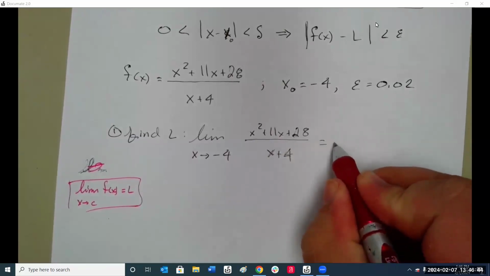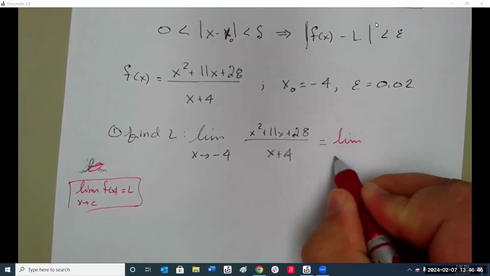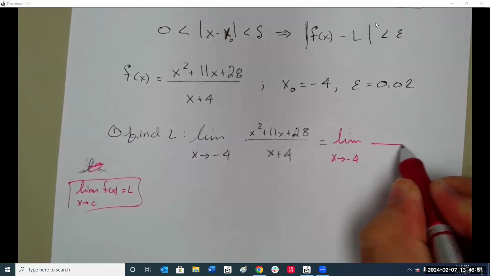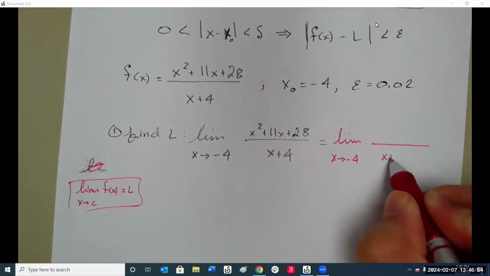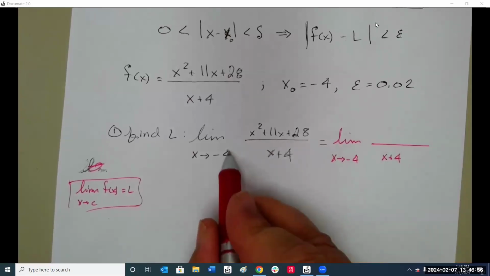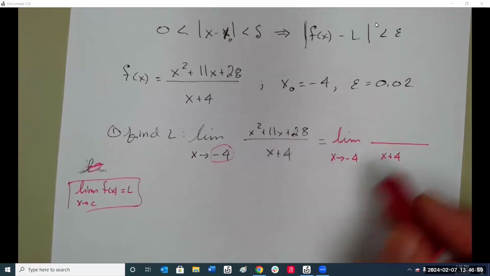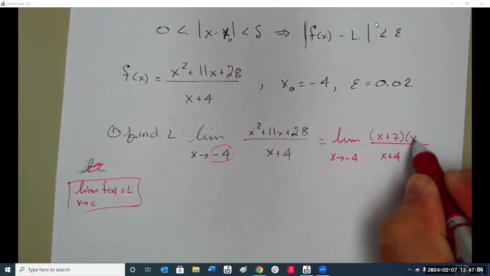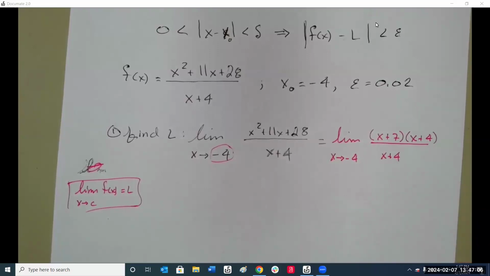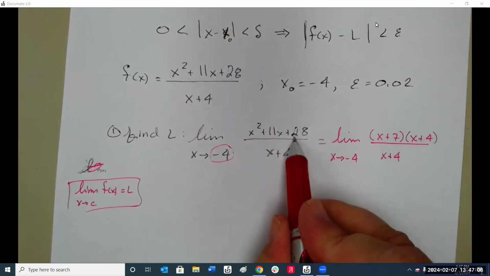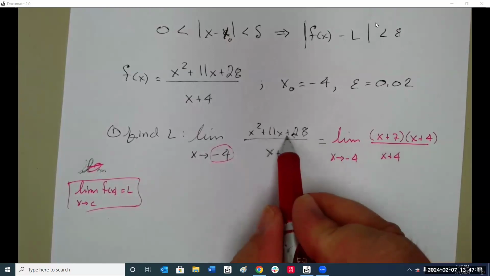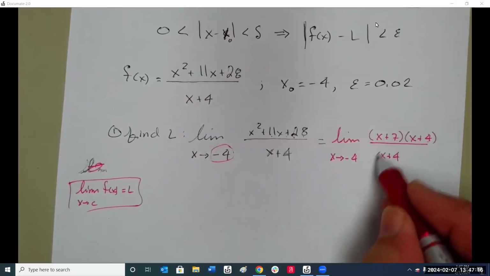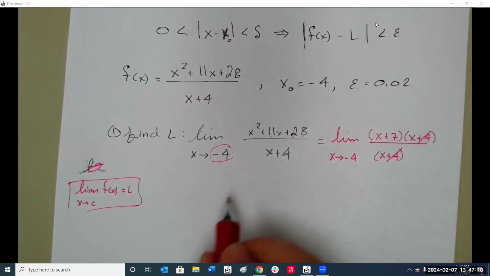So the first thing you want to try to do, since it equals 0 over 0, is factor. The top we can factor as (x plus 7)(x plus 4). What times what is 28, and when you add them, you get 11? 7 times 4 is 28, 7 plus 4 is 11. The x plus 4's cancel.